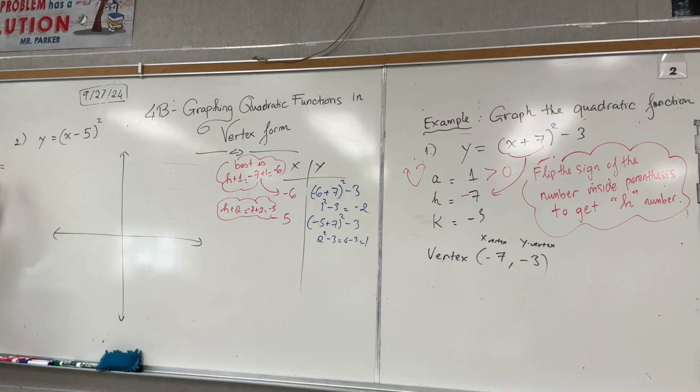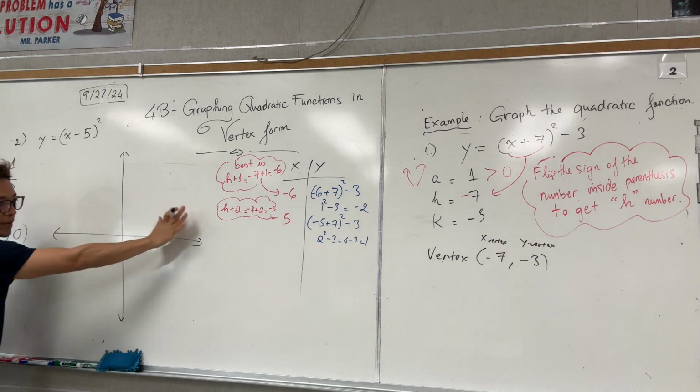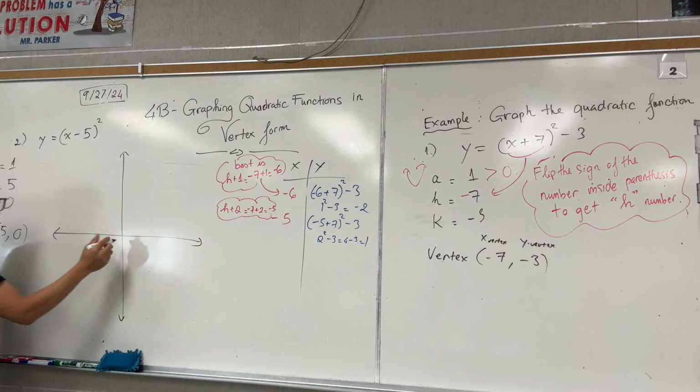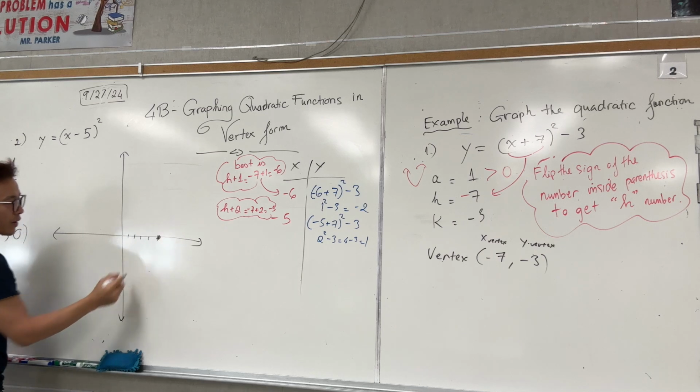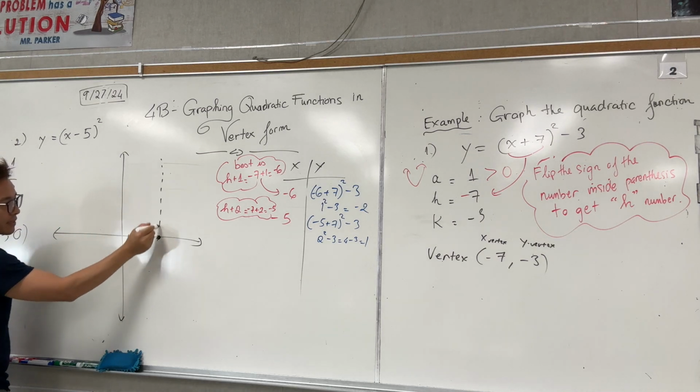Okay. What is a? 1. Invisible 1. What is h? 5. I like it. 5, not negative 5. You need to flip the sign of whatever number is inside the parenthesis here. And k is 0. Okay, you got it. Vertex is h and k. Whatever h is, 5, whatever k is, that's the vertex. So your graph should be over here, not on the left. So 1, 2, 3, 4, 5, that's the vertex. So I know the axis of symmetry is going to be like this.